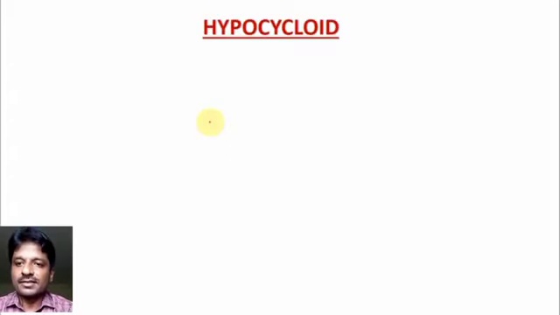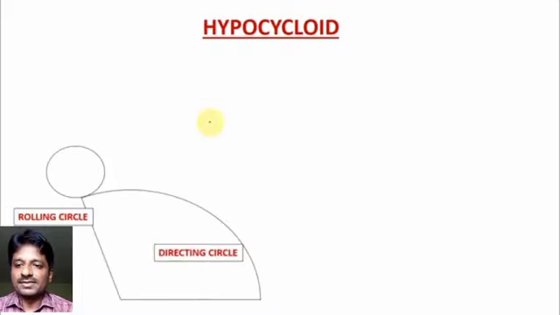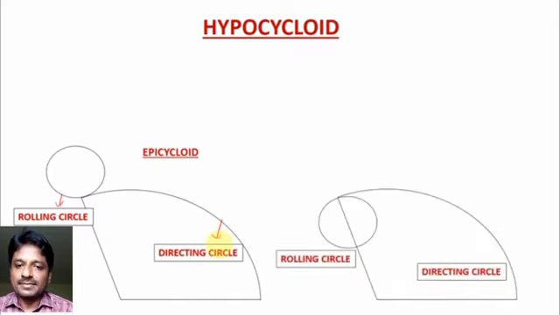Hello students, in this video we are going to see the hypocycloid. In the previous video we have seen the epicycloid. In the epicycloid we have seen this is the rolling circle and this one is the directing circle. In the hypocycloid, same thing, we have the rolling circle and the directing circle.